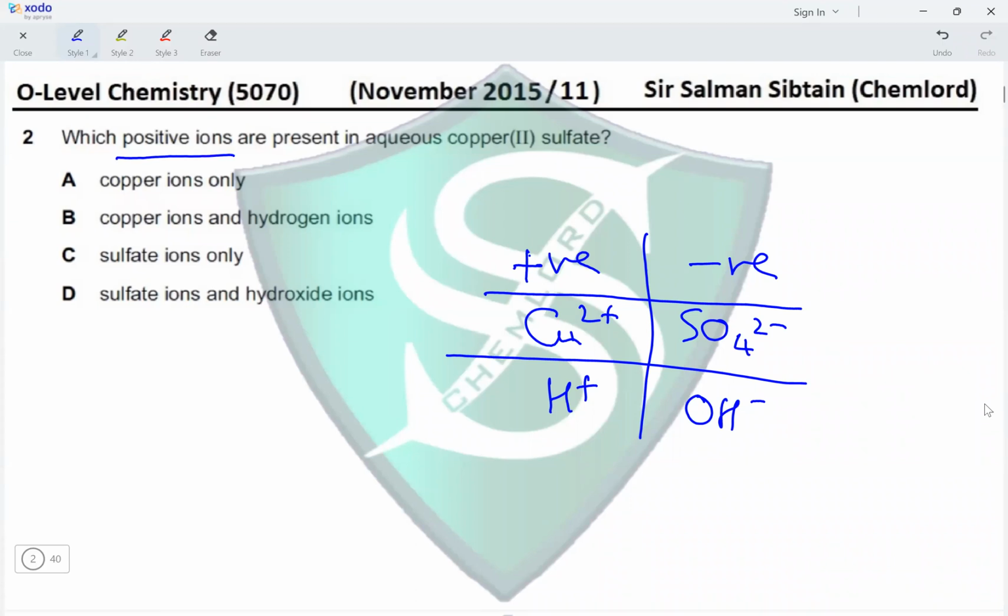So copper ion is a positive ion, but H+ ions are also there. So this is not the option. Next, copper ions and hydrogen ions. Yes, both of these positive ions are present in an aqueous solution of copper sulfate. Sulfate ions only. Sulfate ions are negatively charged. And sulfate and hydroxide ions, they are all the types of negatively charged ions present in the same solution. Therefore, the correct option for this question is option B.